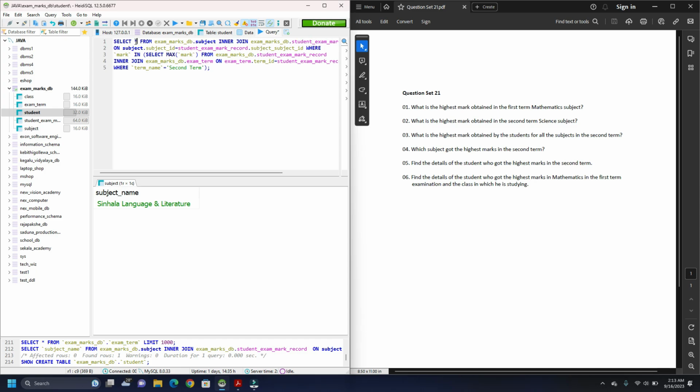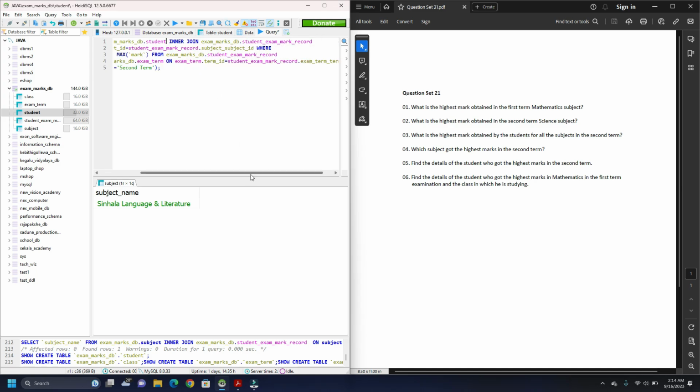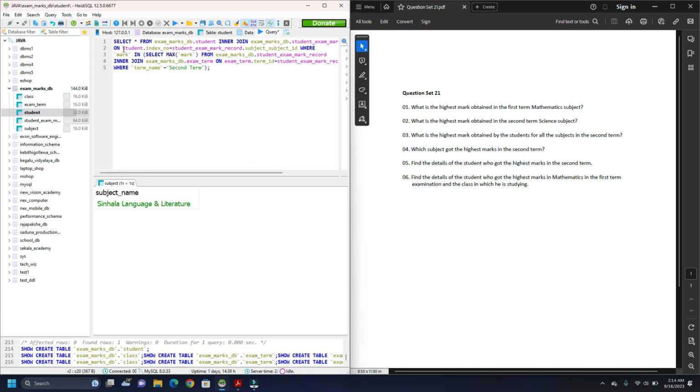Let's put a select all from student, joining it with student exam mark record from the exam marks DB. So here I have chosen a select all from student table and joined it with student exam mark record, where index number from student table equals the student index number from the student exam mark record table. And there you go, we have written the query for the fifth question.